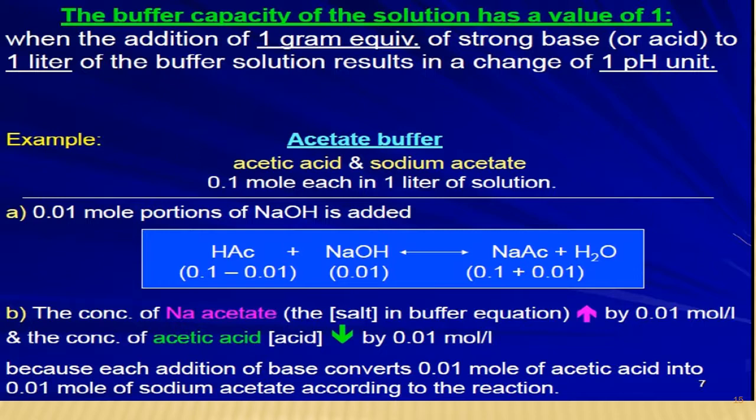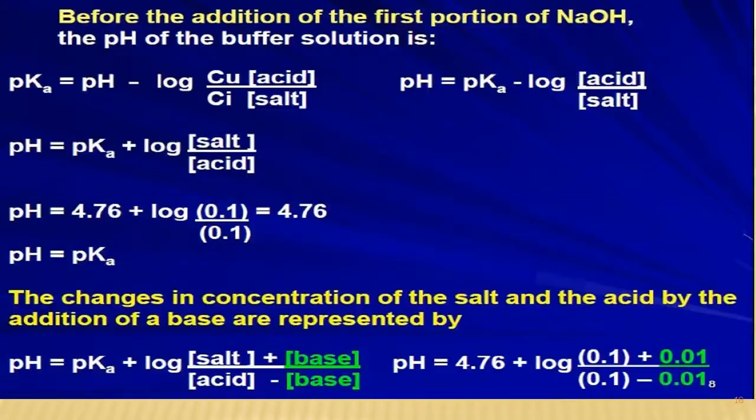Because each addition of base converts 0.01 mole of acetic acid into 0.01 mole of sodium acetate according to the reaction. Before the addition of the first portion of sodium hydroxide, let's calculate and compare the results before and after the addition of sodium hydroxide to the solution.